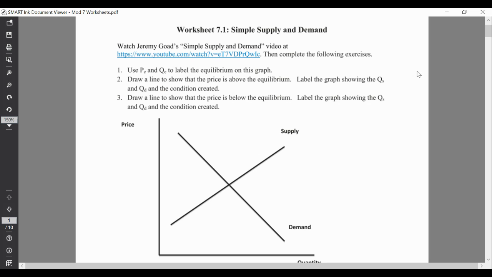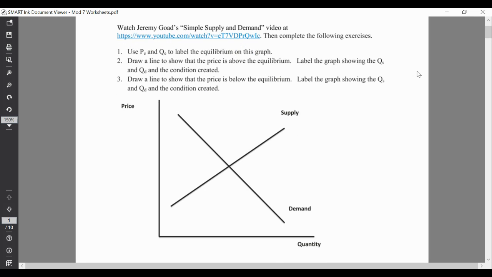So if we take a look here at worksheet 7.1, it says watch Jeremy Goad's simple supply and demand video and then complete the exercise here. So the first thing it says, you use PE and QE to label equilibrium. So first of all, we would just turn around and here is PE and here is QE.